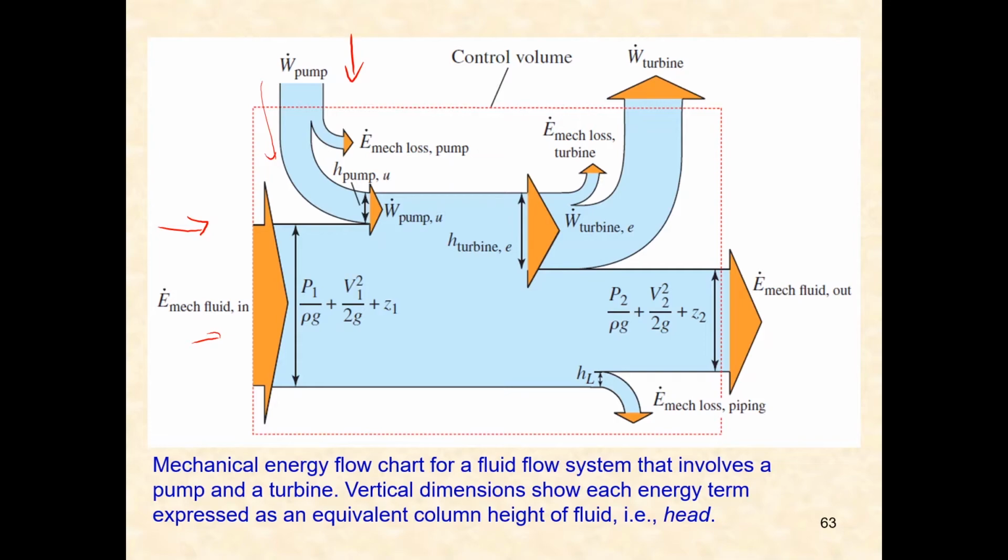And on the right, we have the energies leaving the control volume. It can be from the mechanical energy of the fluid itself and from the turbine, which extracts energy away from the control volume, and also this is the loss. This is the loss due to the piping system, like frictions, obstructions, head loss, for example. So we can expect that the mechanical energy that's leaving will usually be a little bit less.